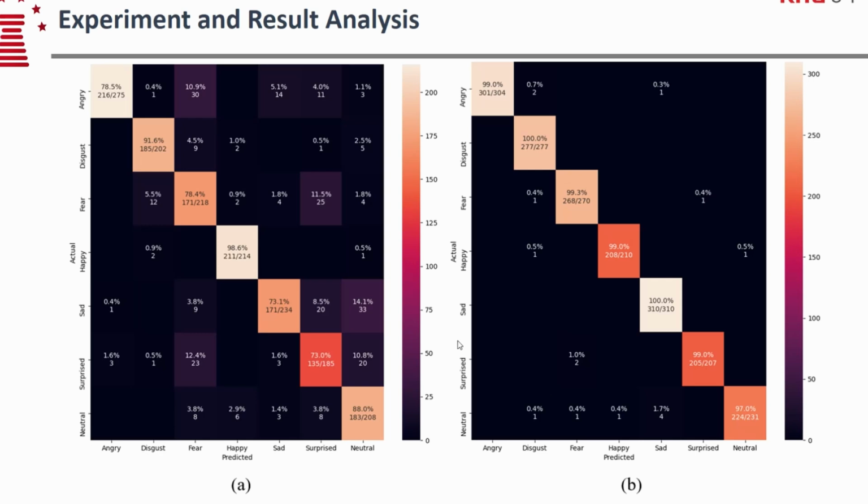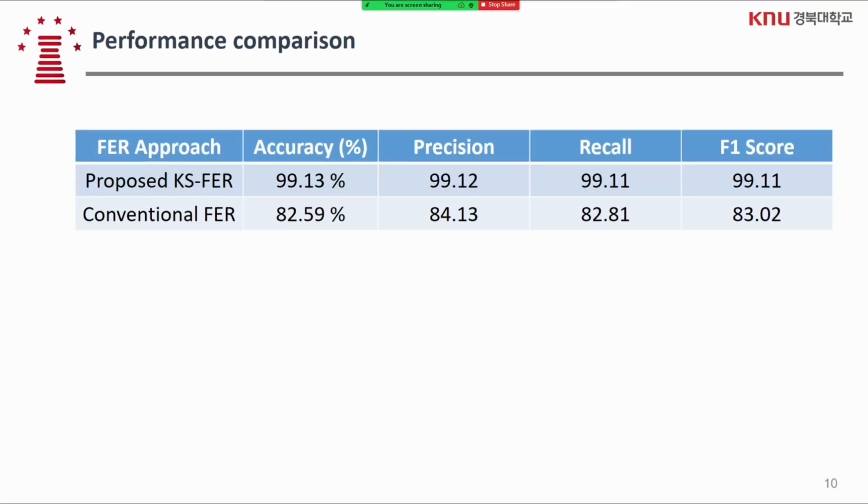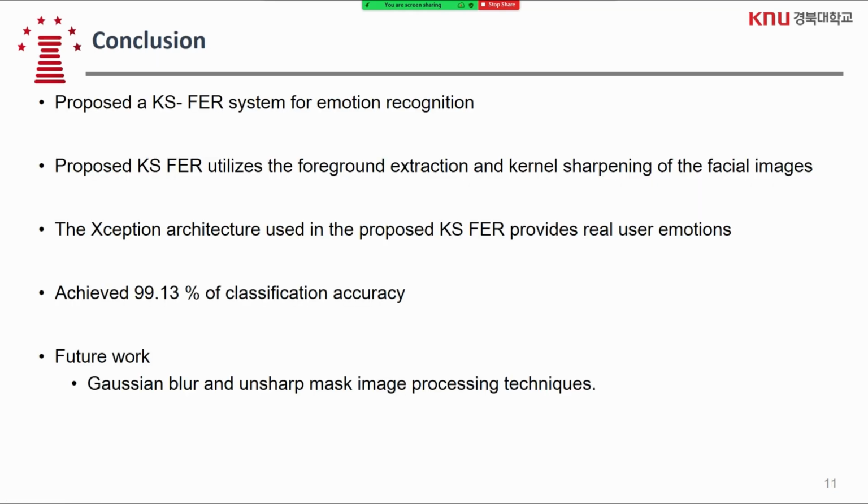From these results, we can understand our proposed approach gives much more accurate classification results than the conventional approaches. Here is our classification result, and we compare our proposed KS-FER system with the conventional FER. The accuracy we reach is around 99.1%, as compared to the conventional approach, which reached only 82%.